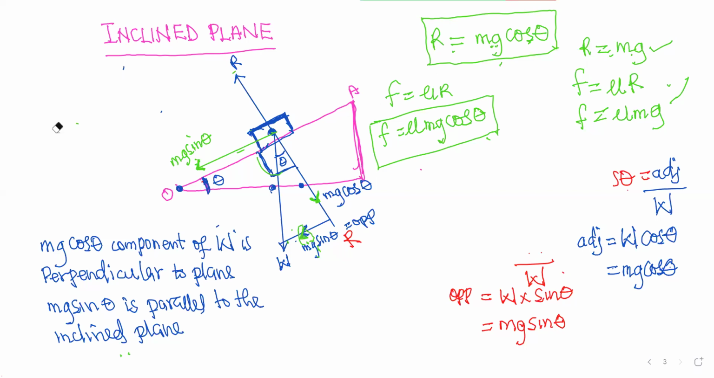All right. So please note that on vertical equilibrium, the normal reaction is balanced by mg cos theta. So R is equal to mg cos theta.